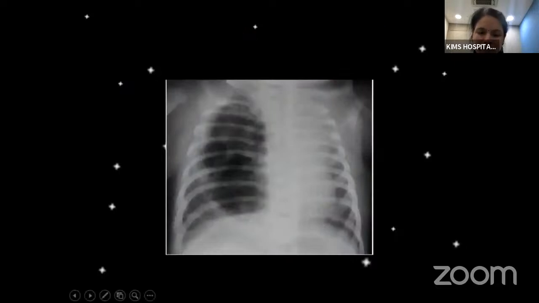This is a newborn that presented with respiratory distress at birth, and there was an antenatal diagnosis made of CPAM.